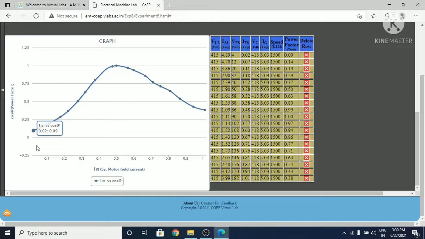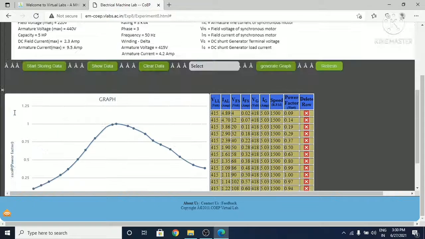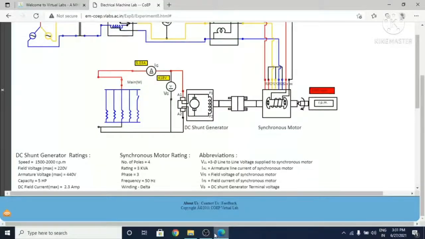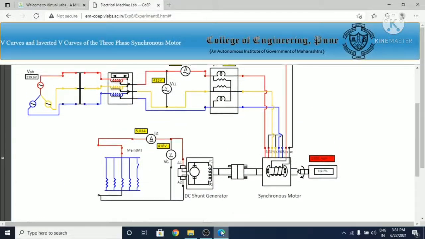So this is the overall concept of this experiment. I hope you can all understand how the V and inverted V curves are obtained in no load and load conditions, and I hope you understand this concept very well.